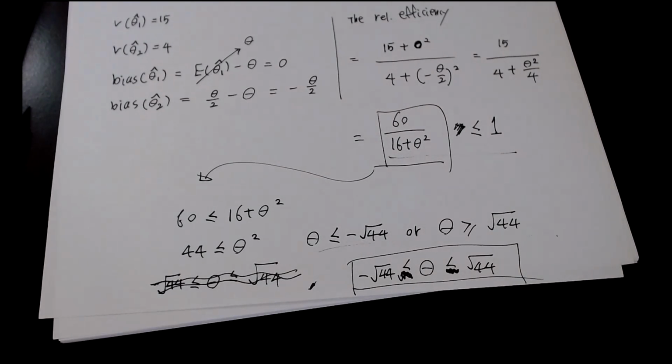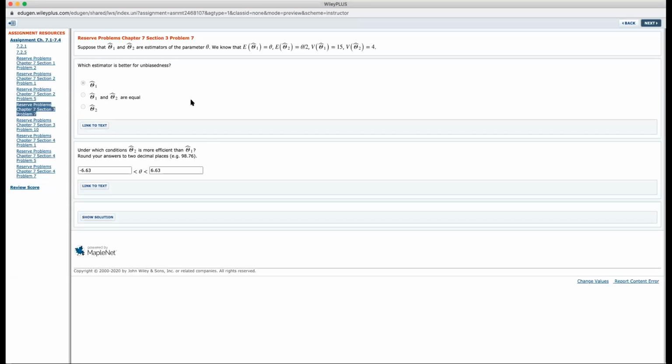Okay, and then let's see, just give me a second. Yeah, let's say the first question. Which estimator is better for unbiasedness? Definitely, we have to find the estimator whose bias is 0 or almost 0, the least, I mean. So theta 1 hat, right? Because the bias is 0. So the answer is theta 1 hat.